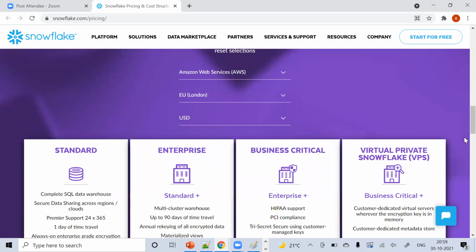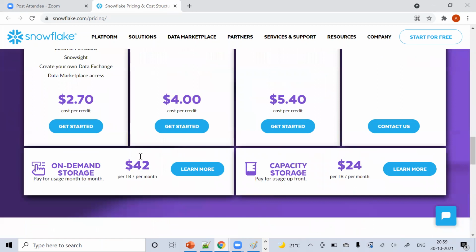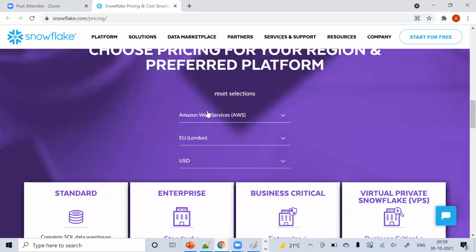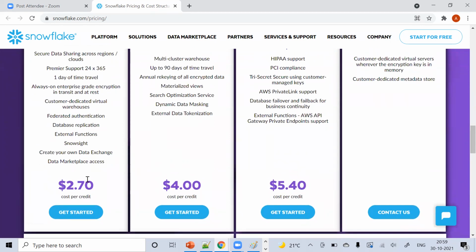This is just trying to show you that these are the factors. If you see here, it's changed. This is increased by $2 and this is increased by $1, 42 and 24. So it depends on various factors: the cloud provider, the region, and so on. Editions are not impacting your storage, but yes, they impact the credits.